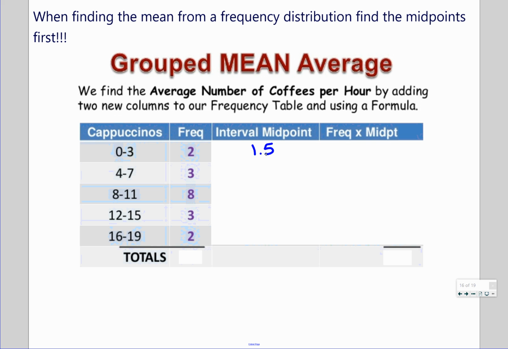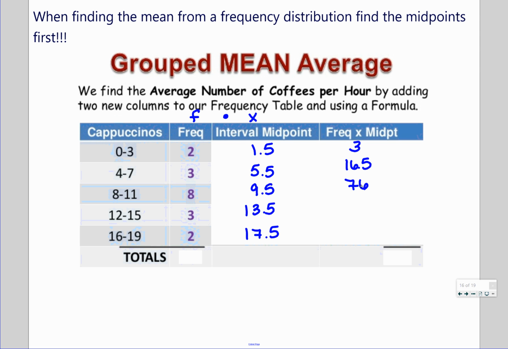Okay, midpoint of 4 and 7, 5.5. Midpoint of 8 and 11, 9.5, 13.5, 17.5. Okay, and then that's going to be our x that we're going to use and our f that we're going to multiply together to get that last column. Okay, so 2 times 1.5 gives me 3. 3 times 5.5 gives me 16.5. 8 times 9.5 gives me 76.